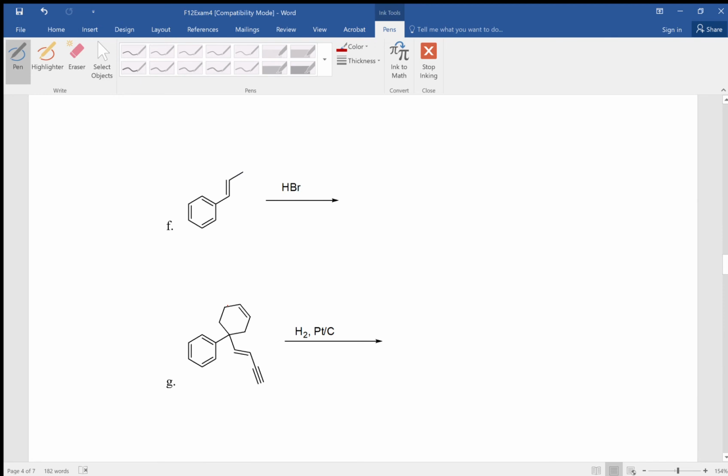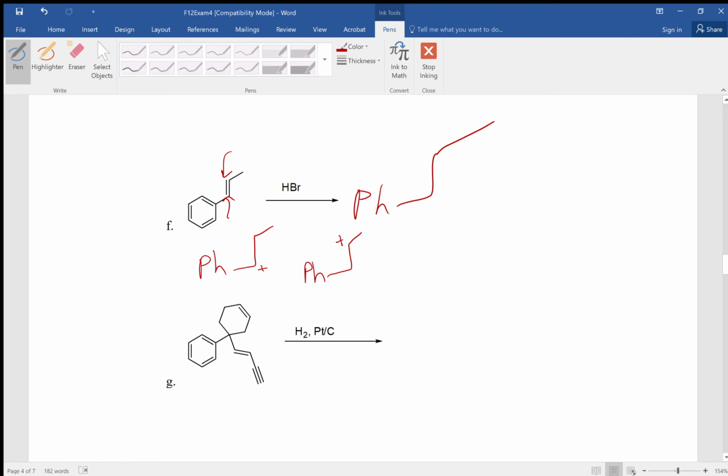All right, part F, we have the addition of HBr. This is a Markovnikov process. So it adds the hydrogen to the less substituted carbon and the bromine to the more substituted carbon. But for this question, the 2 carbons here are equally substituted. They're both secondary. And so another way to think about a Markovnikov process is that the bromine will add to the most stable carbocation.